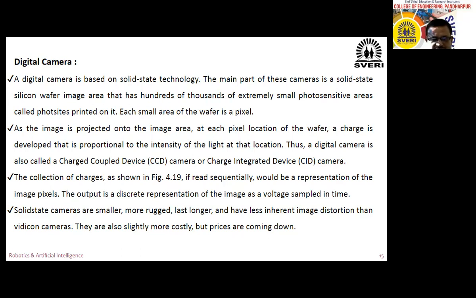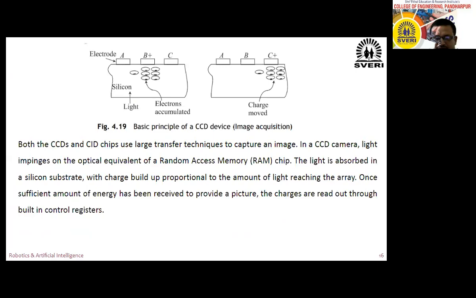The collection of charges as shown in figure 4.19, if read sequentially, would be a representation of the image pixels. The output is a discrete representation of the image as a voltage sampled in time. Solid state cameras are smaller, more rugged, last longer, and have less inherent image distortion than Vidicon cameras. They are also slightly more costly, but prices are coming down.